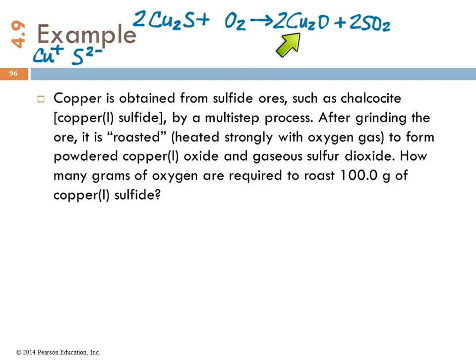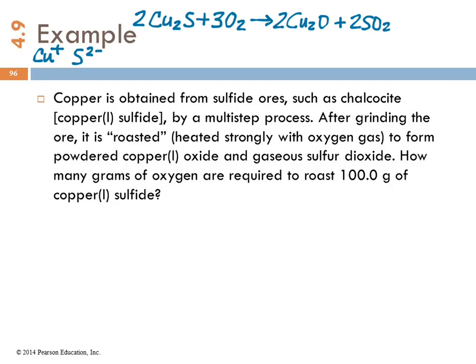Copper is still balanced. 4 on each side now. 2 sulfurs, 2 sulfurs. Those are still fine. The oxygens now, we've got 2 in the copper 1 sulfide, and we've got 4 in the sulfur dioxide. Total of 6. So we need 3 of these guys. Okay? So again, those guys are in the way. Move them out. Erase them. There we have our balanced chemical equation.